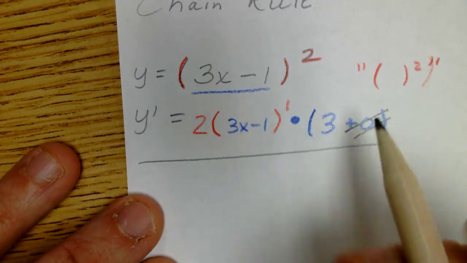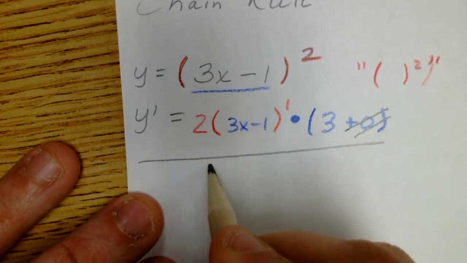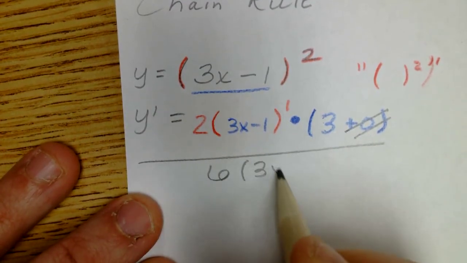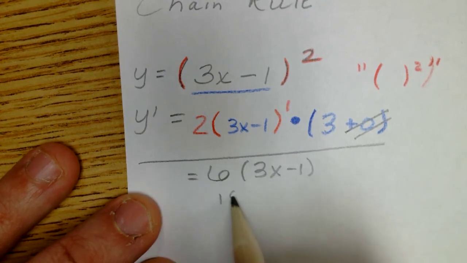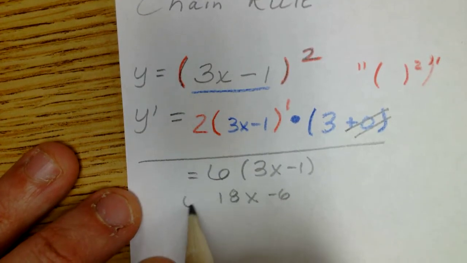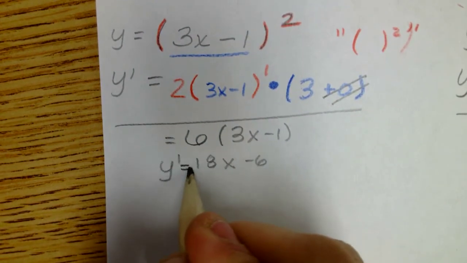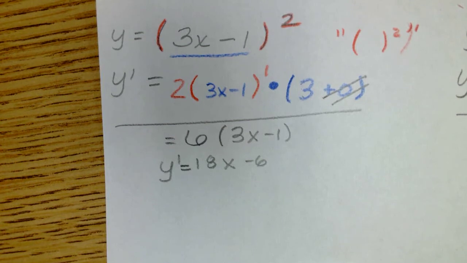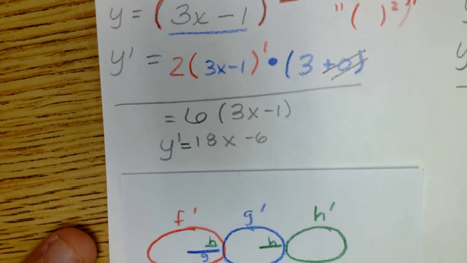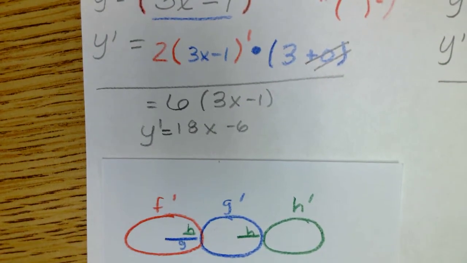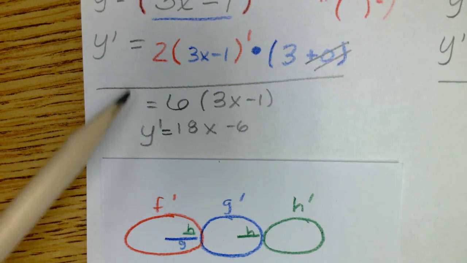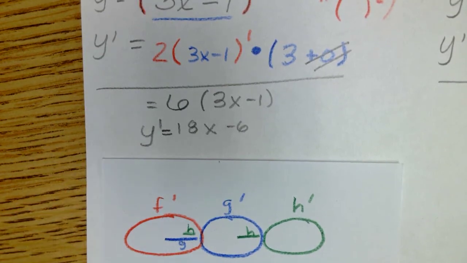So now when I multiply this, I'm going to get 3 times 2 is 6, times 3x minus 1, which gives 18x minus 6 is equal to y prime. That is an illustration graphically down here, but then I matched it to the colors here of what we are doing with the chain rule.